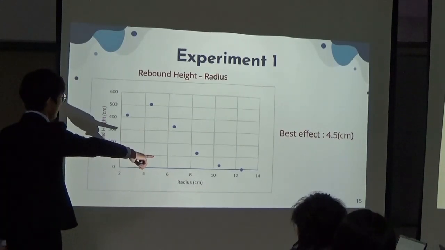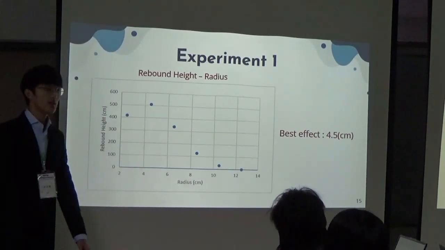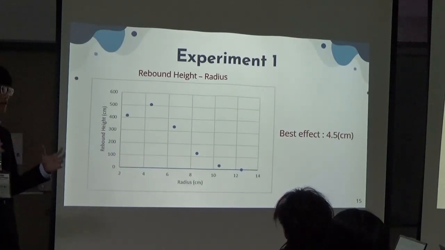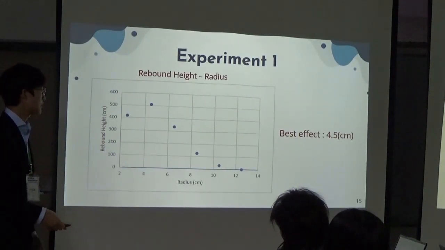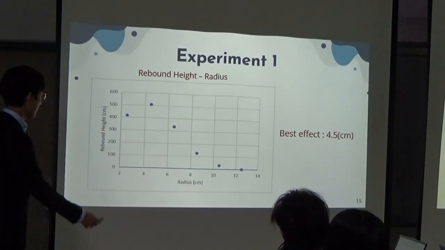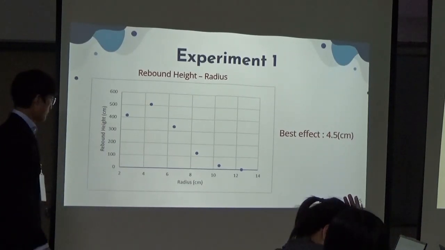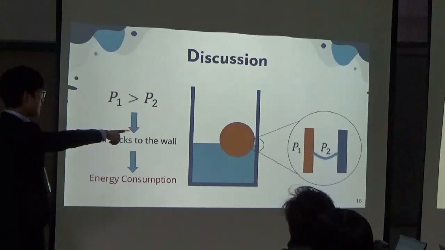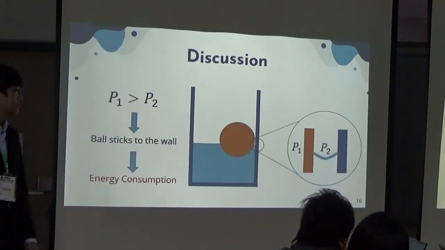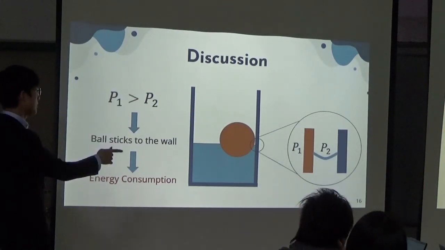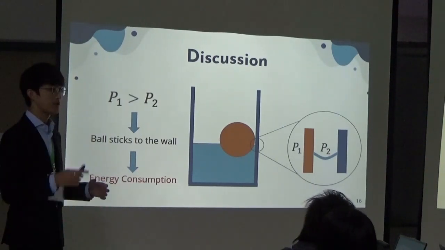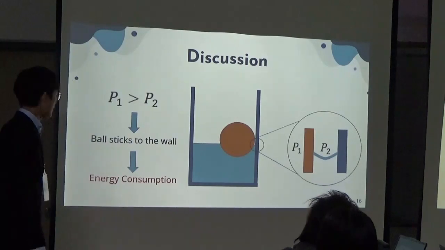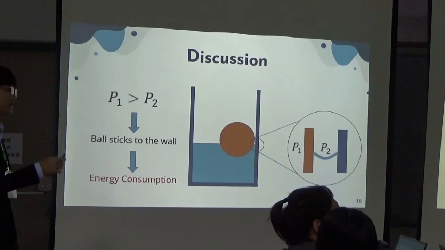For bigger radius cups, we believe that because the surface area is bigger, it causes more turbulent flows in the water and a lot of energy dissipation. For a smaller radius, because the radius of the ping pong ball is only 2 centimeters, this will happen when we put the ping pong ball into the container: the pressure difference will cause the ping pong ball to stick to the wall of the container, and therefore there is energy consumption when released.